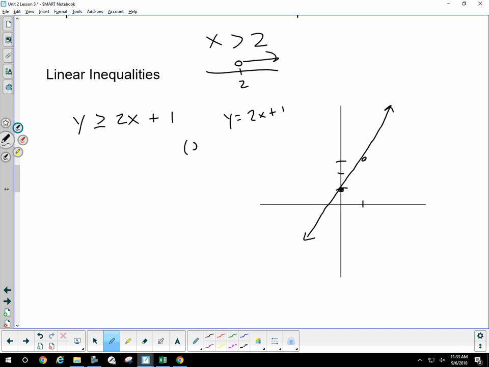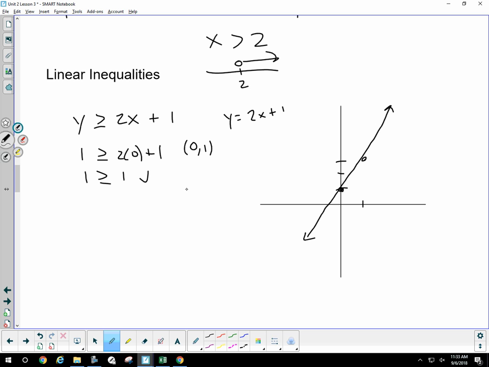So I can check like 0, 1. Does that work? Well, is 1 greater than or equal to 2 times 0 plus 1? I end up with 1 greater than or equal to 1. Yeah, that's correct. So that's a solution. So we should make sure we have a closed circle or the line going through that solution.